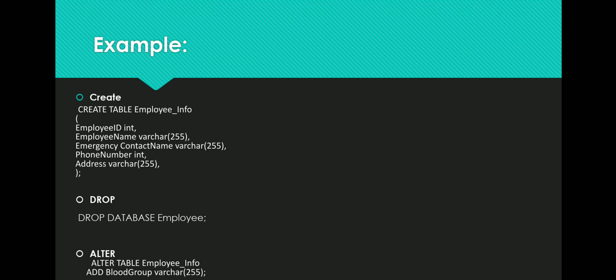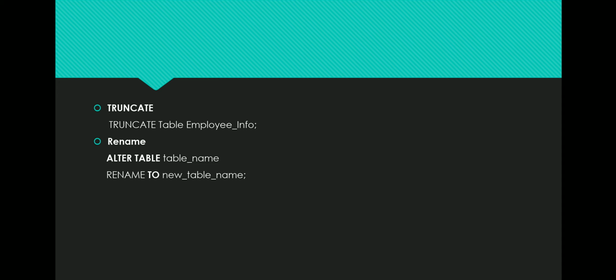Alter table employee info is the command given to alter the information in the table. Here add blood group varchar is followed by that command, which means that the new column blood group will be added to the existing table. Truncate table employee info. This is a command used to delete the information that is present in the table, but the table exists, so that we can provide new information into the table. Rename. Alter table name, rename to new table name, which means the name of the table will be changed into the new table name which is provided.